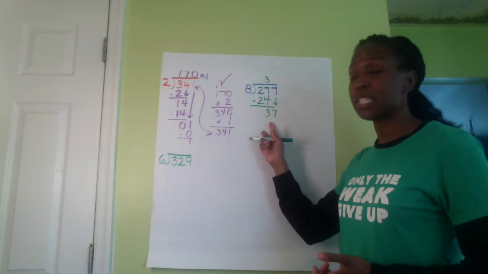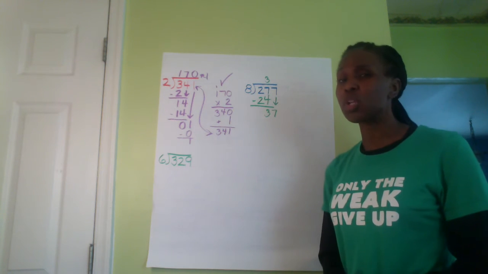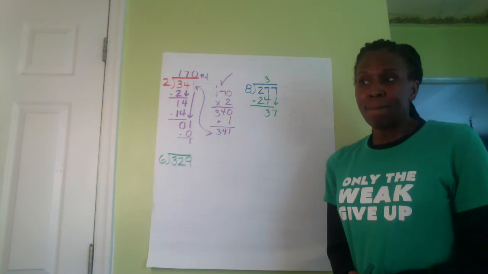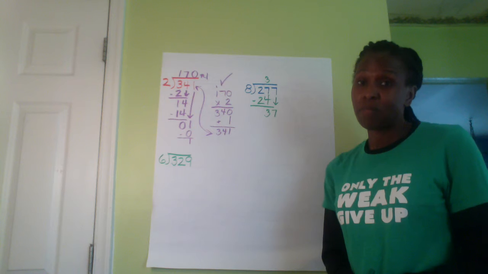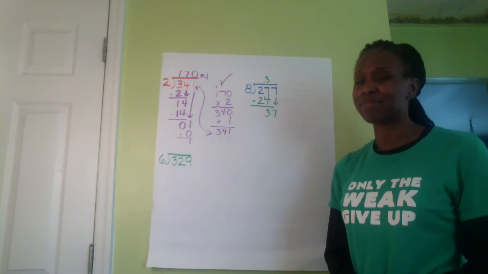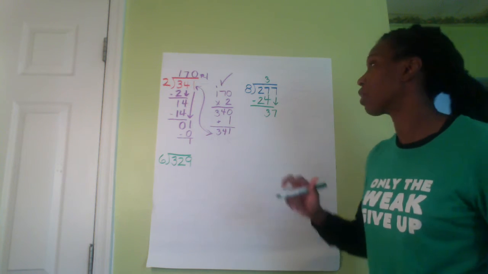So it's 37 divided by 8 this time. All right, what can you multiply times 8 that's close to 37 without going over? I'm thinking 4. 4 times 8 is 32. If I was to do 8 times 5, that's 40, and that's more than I can have. So 4.